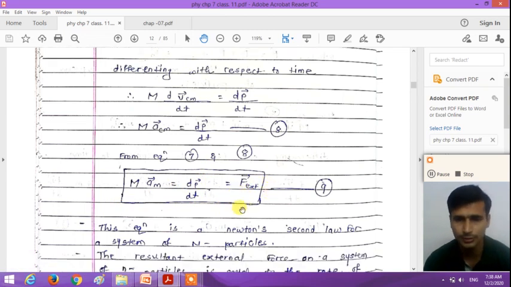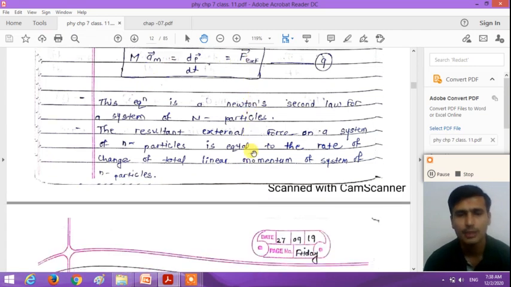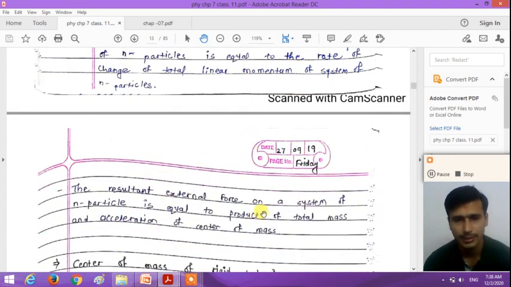So what is Newton's second law for the system of n particles? The resultant external force acting on the system of n particles is equal to the rate of change of total linear momentum of the system of n particles. Or we can say that the resultant external force acting on the system of n particles is equal to the product of total mass and the acceleration of the center of mass.